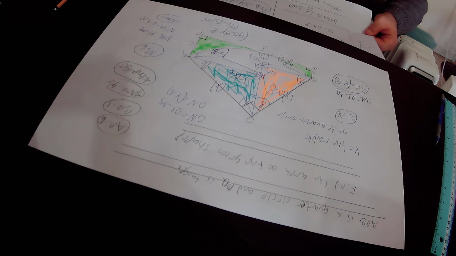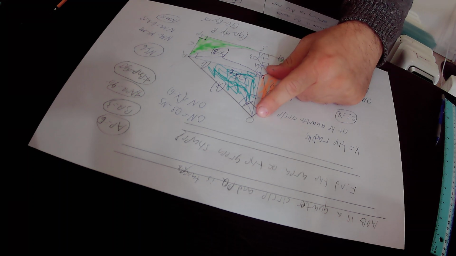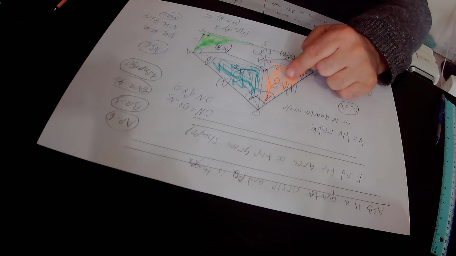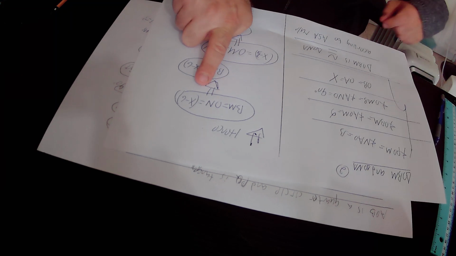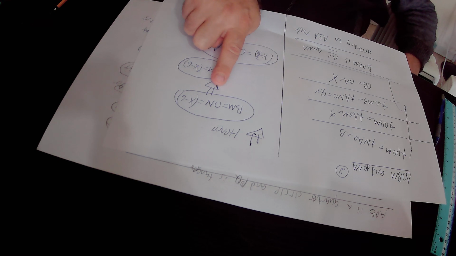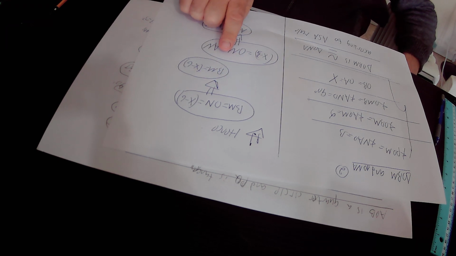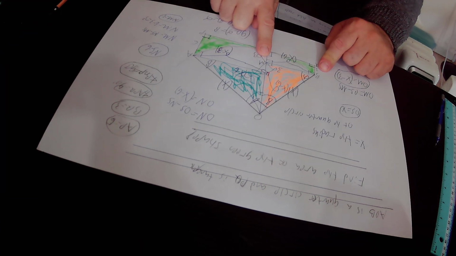Okay, so ON is equal to x minus 6. So ON equals x minus 6. And from this equation, BM equals ON equals x minus 6, we will derive that BM also equals x minus 6. Here, side BM of the orange triangle equals x minus 6 units in its length.